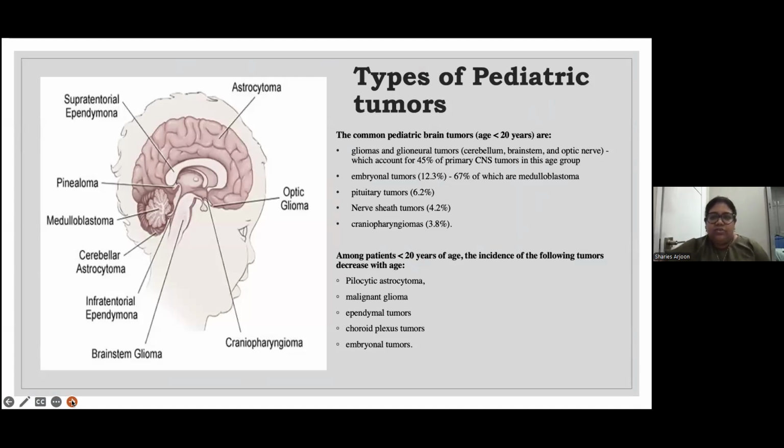The common pediatric brain tumors in ages under 20 years are gliomas and neuroglial tumors in the cerebellum, brainstem, and optic nerves. Embryonal tumors account for 12.3%, 67% of which are medulloblastomas, as well as pituitary tumors, nerve sheath tumors, and craniopharyngiomas. And amongst the pediatric population, the incidence of the following tumors decreases as the age increases. These are the pilocytic astrocytomas, malignant gliomas, ependymal tumors, choroid plexus tumors, and embryonal tumors.